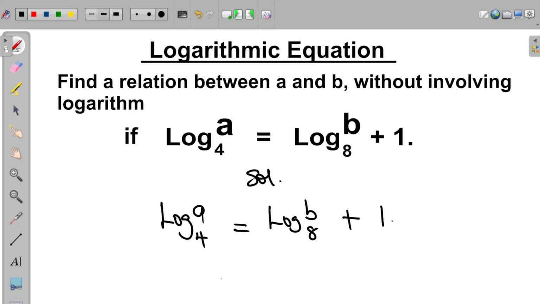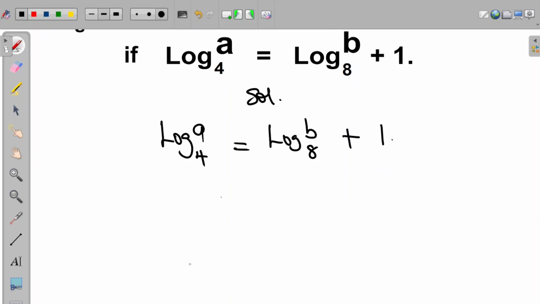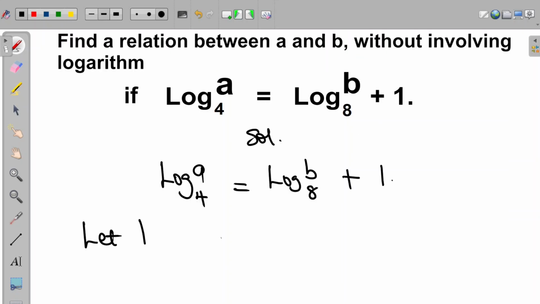Now, first, we have to substitute values. Let log a to base 4 be equal to x. So therefore, a is equal to 4 raised to the power of x. Let's call this equation 1.